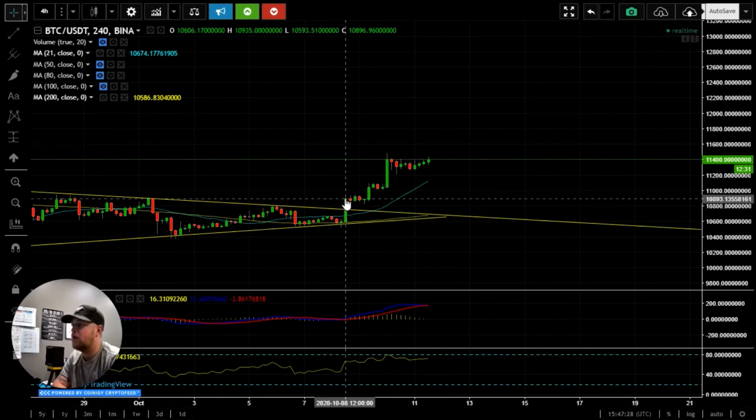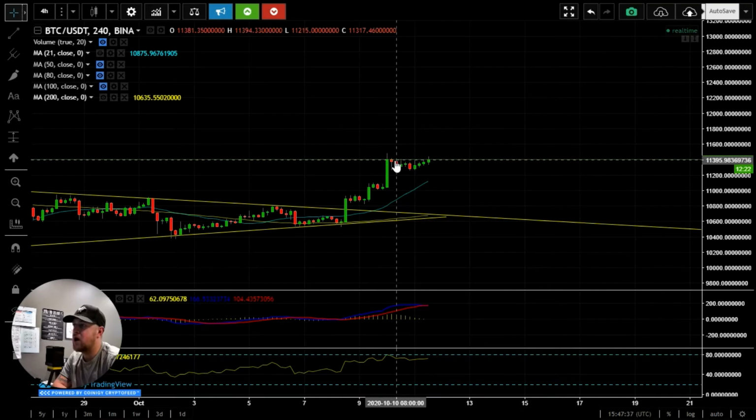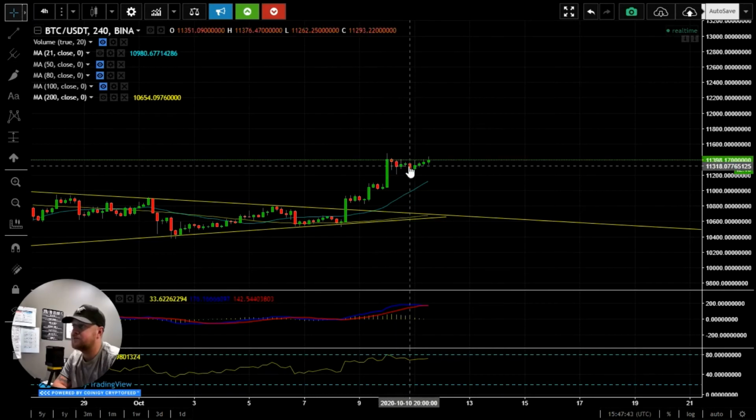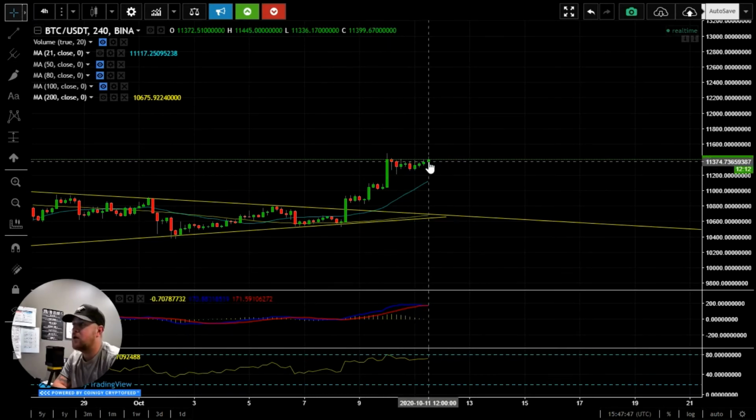So at this point, you can see wick up, consolidation for, what's that, 16 hours, wick up, 3 hours, wick up, and then you have a falling wedge here. And now we are into 3 green candles.